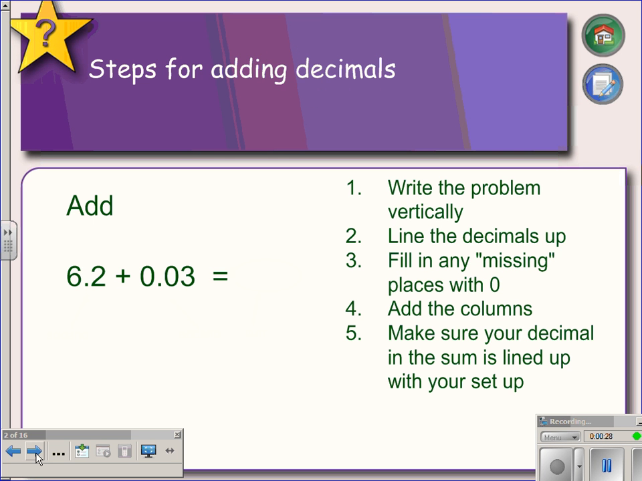All right, here we go. We're going to go through the steps for adding decimals. Now, I'm going to go through all 5 of them right now, and then I'll slowly take you through slides going through each one. So you can either pause your video now and write them all down, or you can write them down as we go.